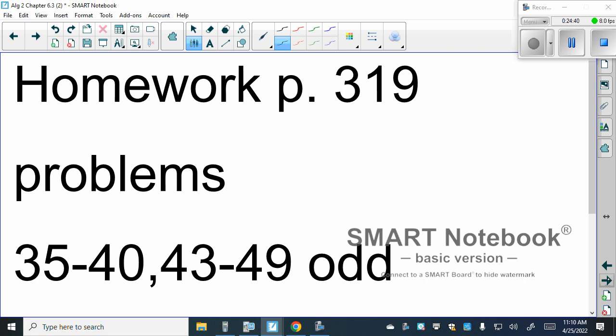Now, Thursday will be 6.61, solving these logarithmic and exponential equations. We're going to start solving, mainly dealing with something we call one-to-one, making the bases the same or the fact that the logarithms are the same and solving from there. However, I will not be here Thursday. So I will have a video attached to that.